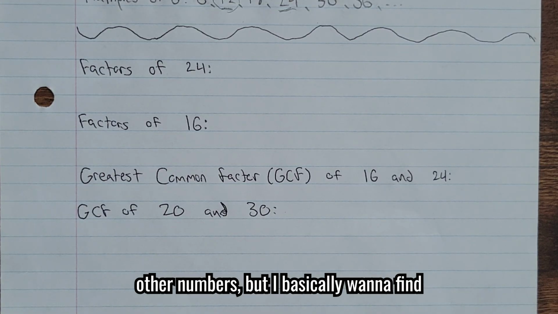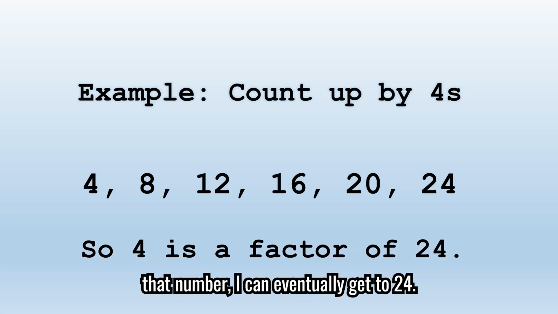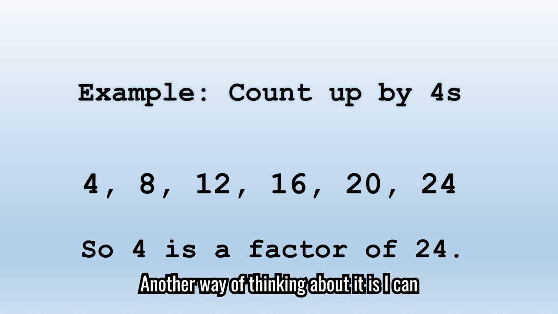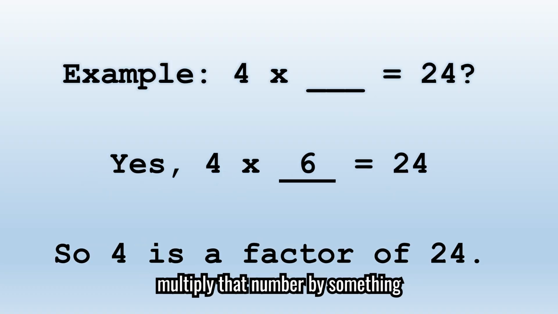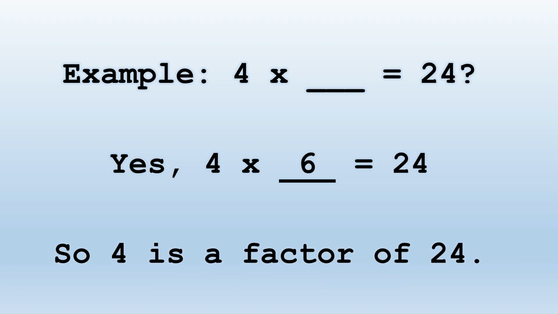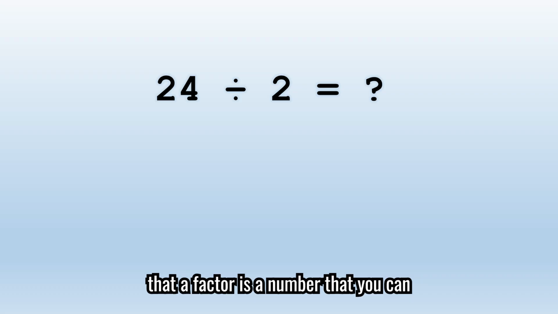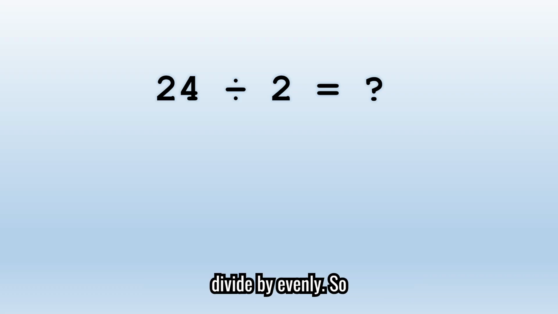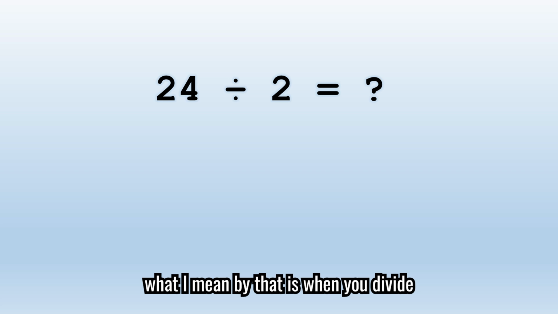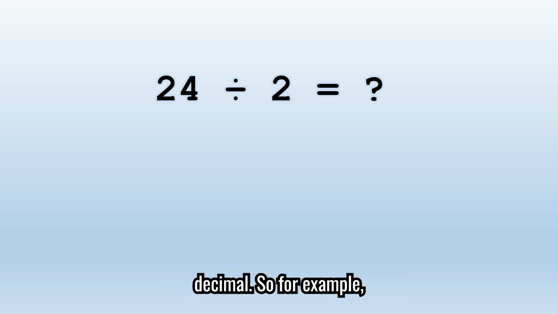But I basically want to find all the numbers that if I count up by that number, I can eventually get to 24. Another way of thinking about it is I can multiply that number by something to get to 24. A third way you can think about it is that a factor is a number that you can divide by evenly. So what I mean by that is when you divide with that number, you don't get a decimal.